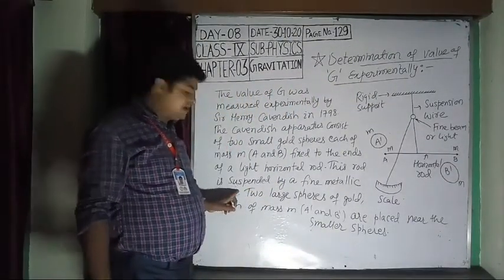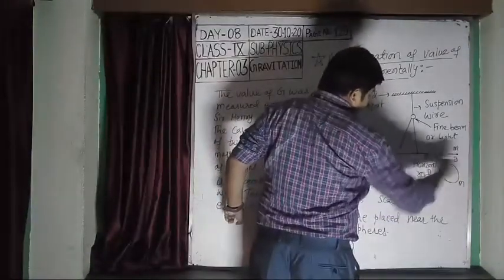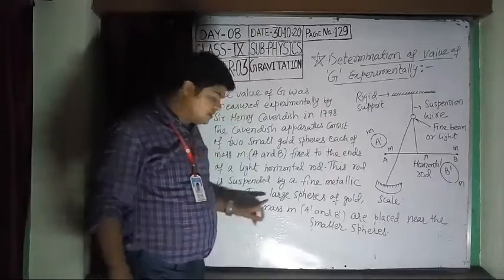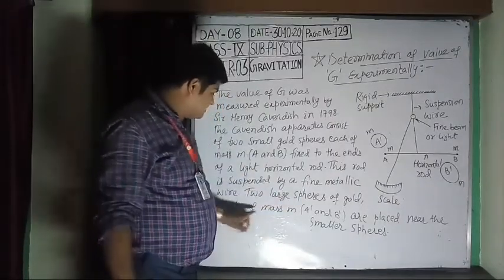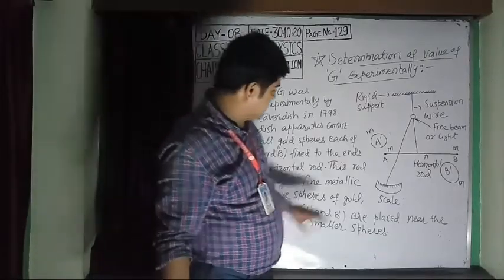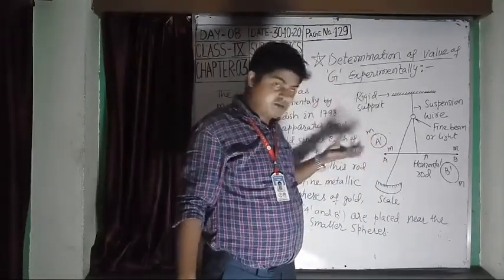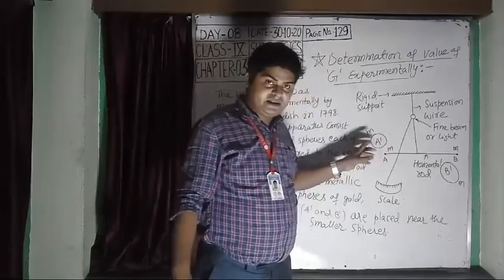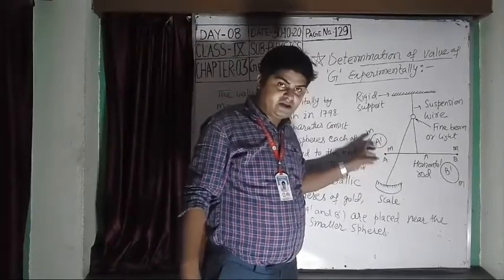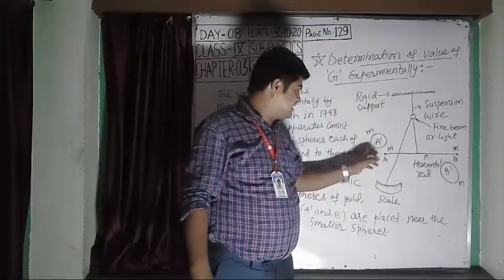This rod is suspended by a fine metallic wire. Two large spheres of gold, each of mass M, A dash and B dash, are placed near the smaller spheres. That means Cavendish took two more gold balls and put them there: A dash near A, and B dash near B.